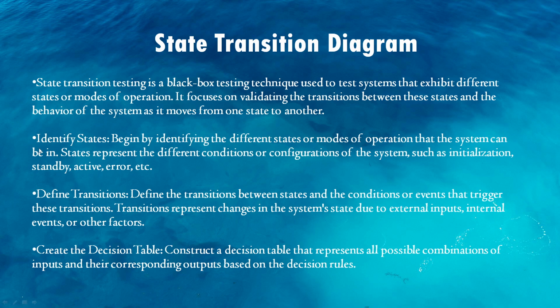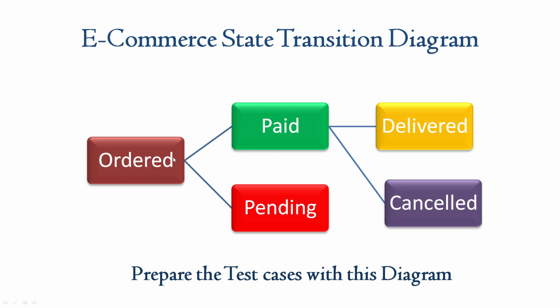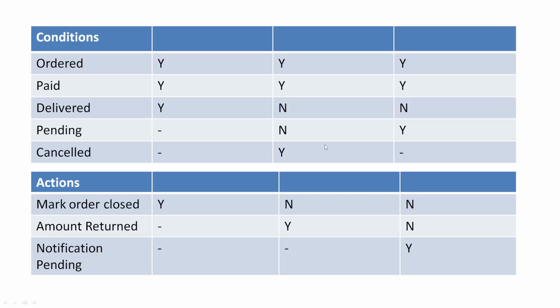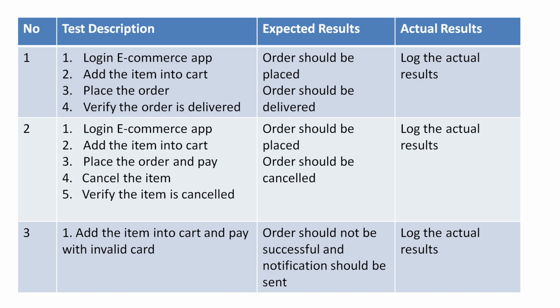So the concept is to identify the states first, then define the transitions between the states, the conditions and so on, and finally create a decision table. From the decision table, create the test cases. Now what did we do? We identified the states 1, 2, 3, 4, 5, and then we identified the transitions from here to here, here to here, and we had three workflows. With the three workflows we came up with the decision table, and then we derived the test cases from the decision table.